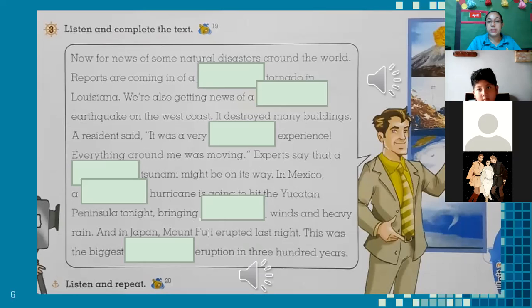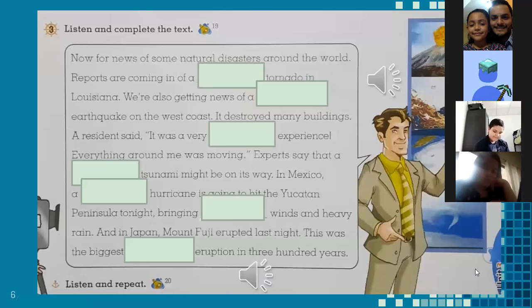Now for news of some natural disasters around the world. Reports are coming in of a powerful tornado in Louisiana. We're also getting news of a destructive earthquake on the West Coast. It destroyed many buildings. A resident said it was a very frightening experience. Everything around me was moving. Experts say that a dangerous tsunami might be on its way. In Mexico, a raging hurricane is going to hit the Yucatan Peninsula tonight, bringing violent winds and heavy rain. And in Japan, Mount Fuji erupted last night. This was the biggest volcanic eruption in 300 years.